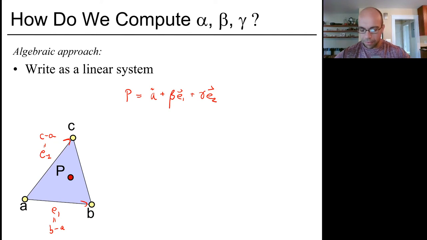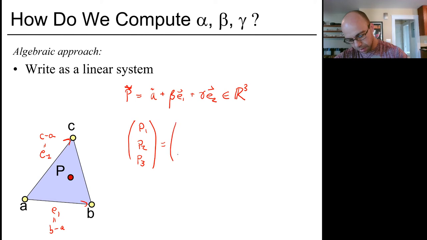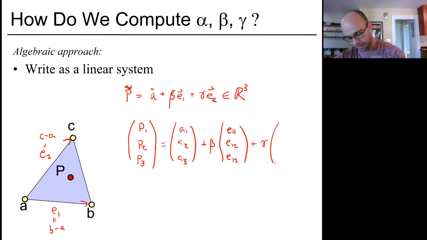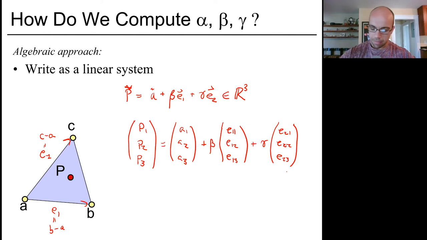So if we think about it, I'll be careful about points versus vectors here. What's going on? So each of these objects is in 3D. So really, even though I've written one formula here, this is actually three formulas. Do you see that? In particular, we have P1, P2, and P3 is equal to A1, A2, A3 plus beta E11, E12, E13 plus gamma E21, E22, E23.